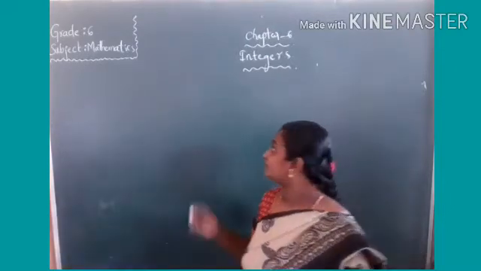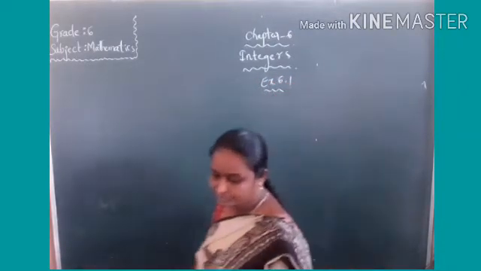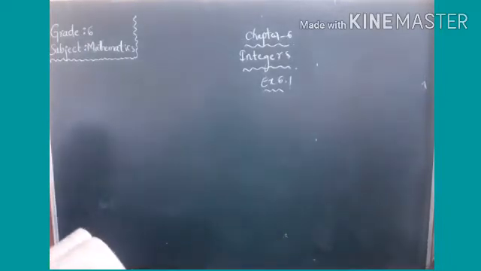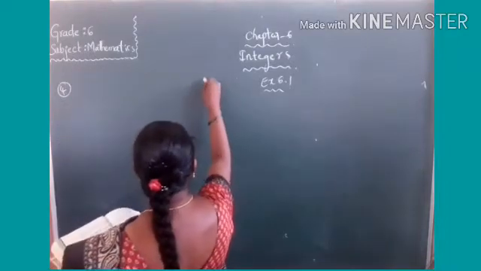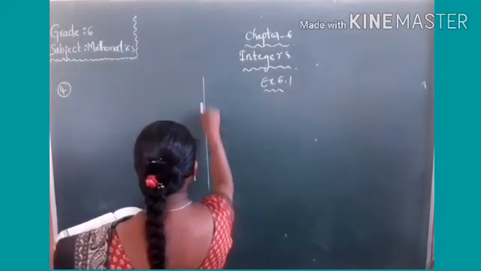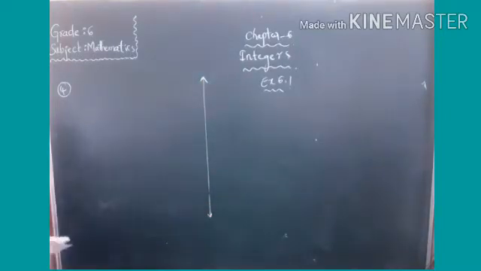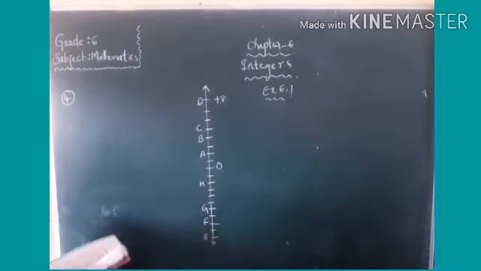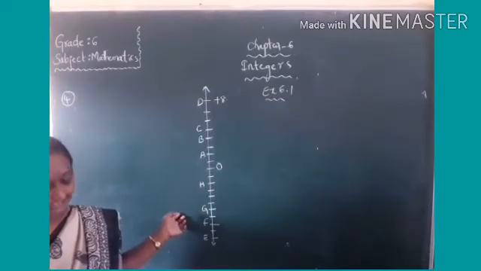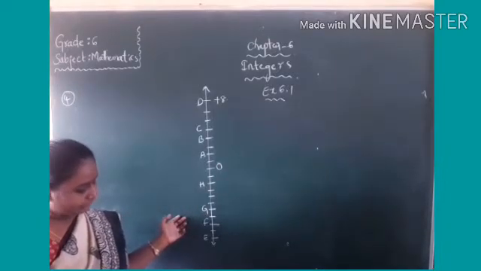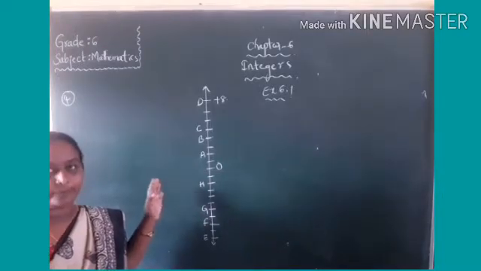Okay, so now yesterday we started 6.1. Now our continuation problem is the fourth one. Take your textbooks, observe. Write the fourth question: the adjacent figure is a vertical number line representing integers. Observe it and locate the following points. So here we have to locate the points.